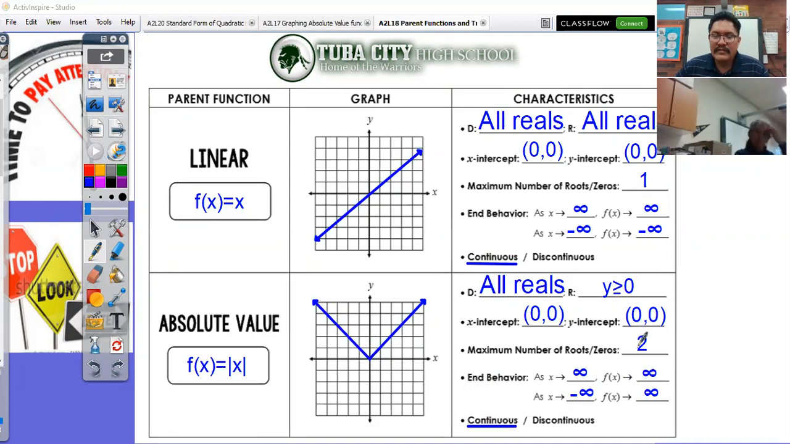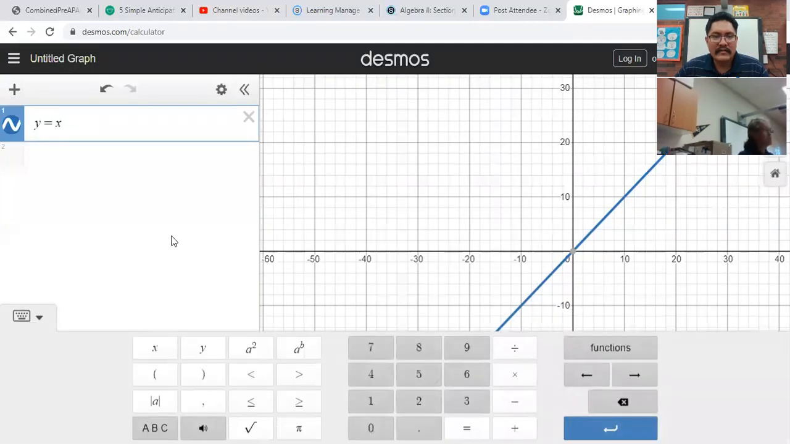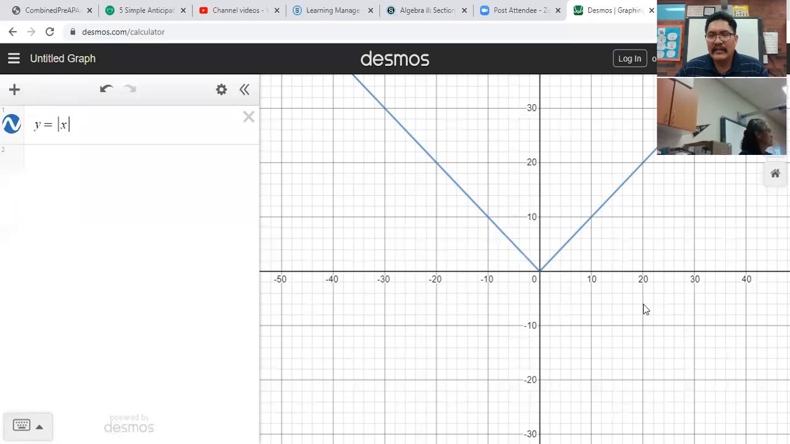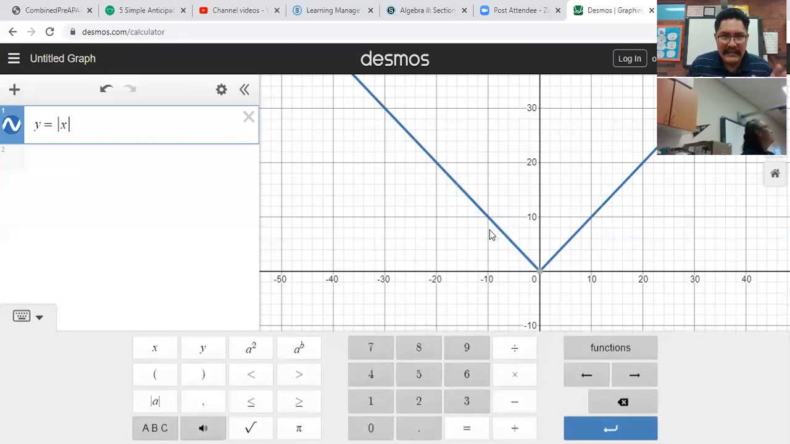Maximum number of roots. So again, that's how many times you can cross the x-axis. And let me go ahead and maybe switch over to the Desmos again. So in this case here, I don't know, absolute value is this one here. And there you go. Now we have our absolute value function and it looks just like a line, but again, it curves back up here. Now, parent function, again, is the most basic form of the function.